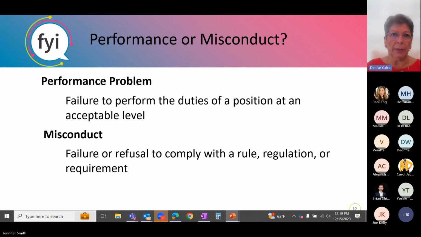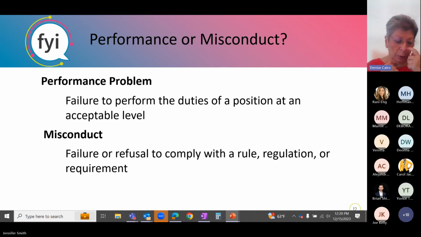However, we find that there are some cases where it's not that the employee can't perform at an acceptable level, it's that they don't want or refuse to perform at an acceptable level. That is misconduct, not performance. Misconduct is when an employee fails or refuses to comply with a rule, a regulation, or a requirement, whether that requirement is a requirement to work a certain number of hours or a requirement in their performance standards. So there's a very distinct difference between when we have a performance problem, when the employee can't perform at an acceptable level. That's when things like training, improving work processes, those types of things become very important.